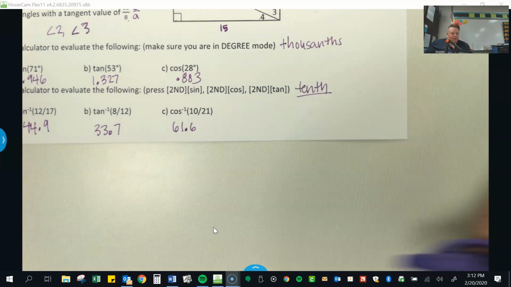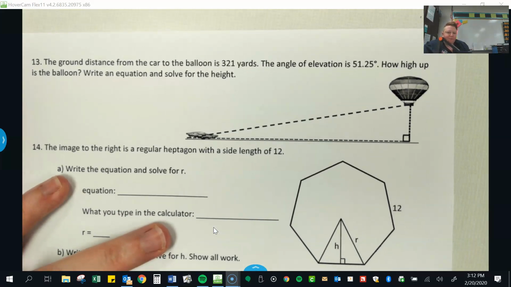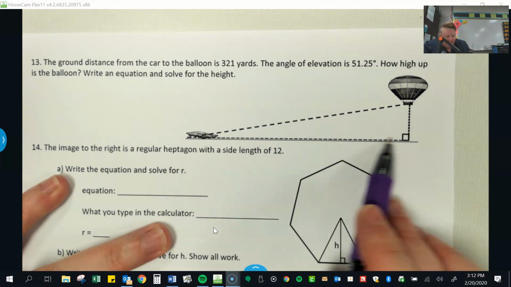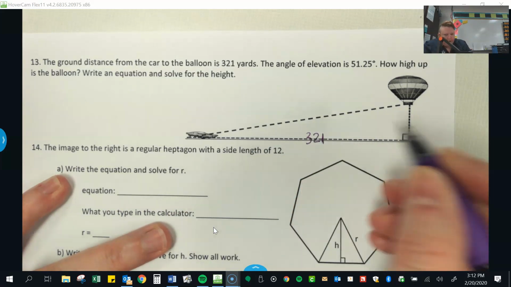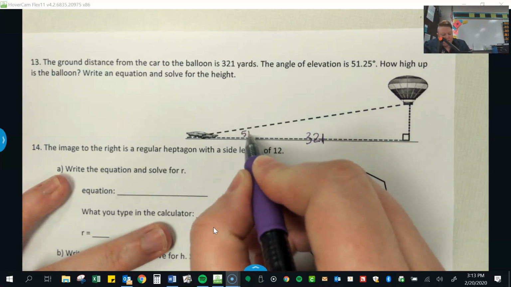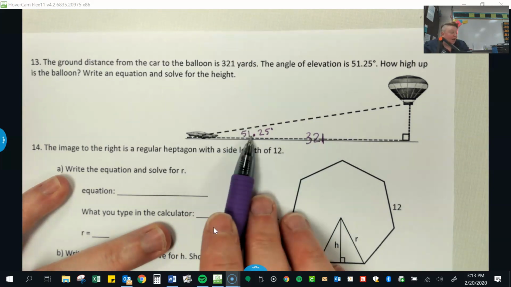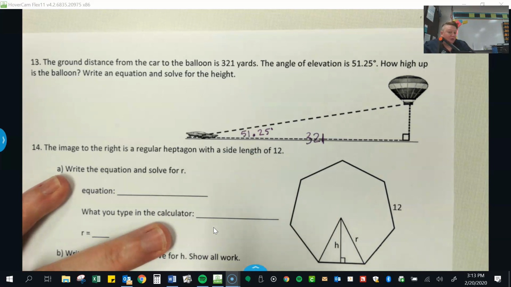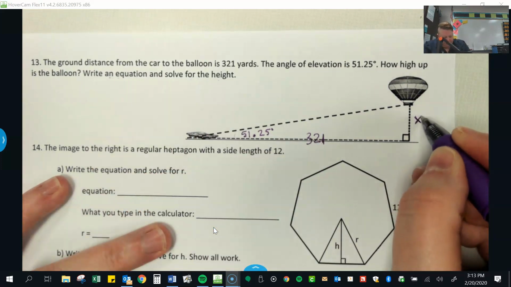All right. Let's move on to the back. We got an air balloon, and a car here, okay? The ground distance, that's the bottom. The ground distance from the car to the balloon is 321. The angle of elevation is 51.25. Remember, we talked about this earlier. The angle of elevation and the angle of depression, doesn't matter which one they say, they both go right here. Okay, and it wants to know how high is our balloon, so this is our x.